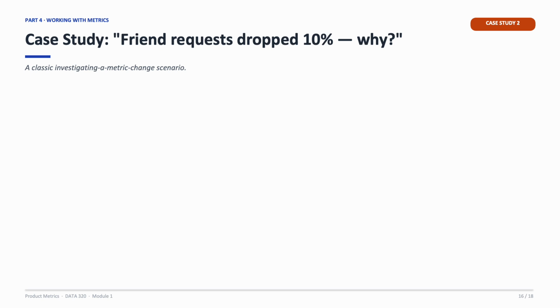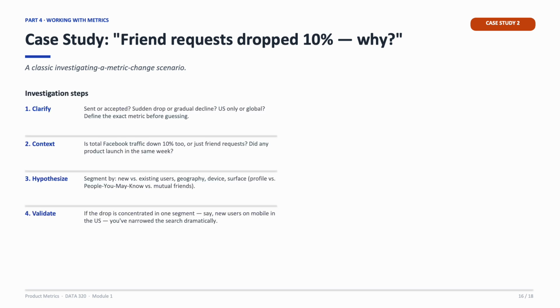Okay, the next case study is about the friend request case. The setup is, at Facebook, friend requests dropped 10% last month. Why? Now we apply the framework. In step 1, clarify, we look at sent or accepted, sudden drop or gradual, US only or global, and define exact metrics before guessing.